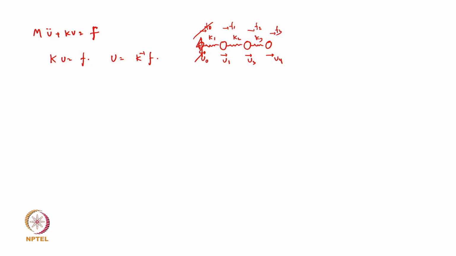Does that make sense? Now you will get the definite values of u1, u2, u3, all those. Clear? Any doubt? Any doubt at any point?